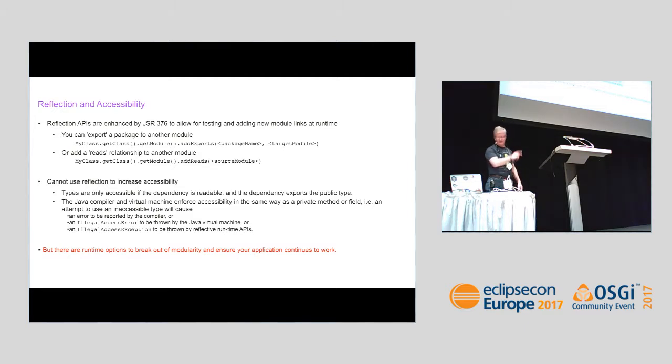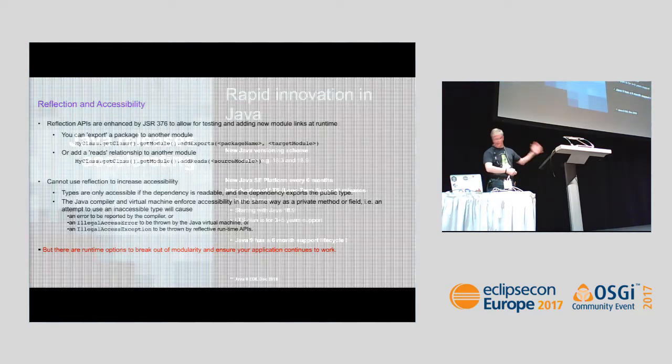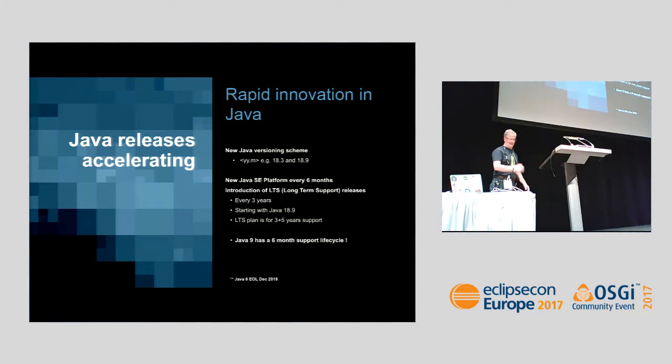Okay, and then here I mentioned that there are runtime options to break out of the modularity. I don't think that's the next chart. Nope, I have it in the application server section.